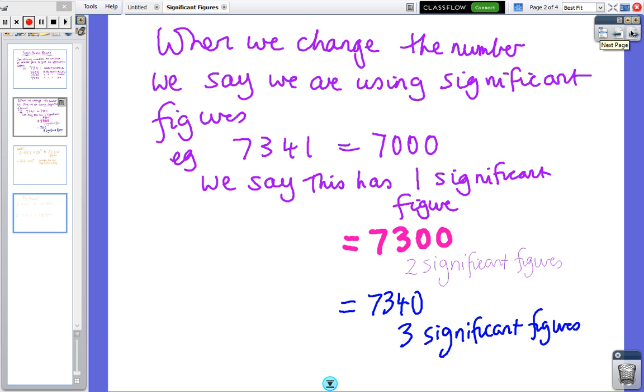Okay, when we change the number to some other number, which is approximate, we say we're using significant figures. So 7,341 equals 7,000. We say this is one significant figure. If it was 7,300, we have two significant figures, because we're just looking at how many numbers. So the first one, there's one number. Now we've got two numbers. And if it was 7,340, we've got three numbers that we're looking at. So we say it's three significant figures. In the book, they sometimes just call it sig fig. They might say one sig fig, or two sig fig, and they might say three. Okay, so copy those down, and when you're ready, come to the next slide.